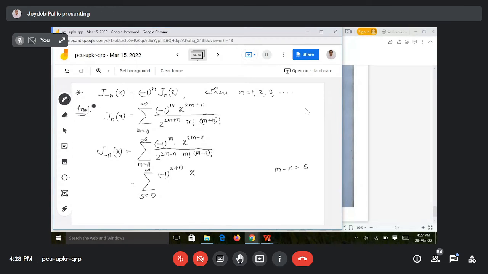M is equal to s plus n. So 2s plus 2n minus n, 2s plus n, divided by 2 to the power 2s plus n, s plus m is equal to what? S plus n factorial and m minus 1 is factorial.